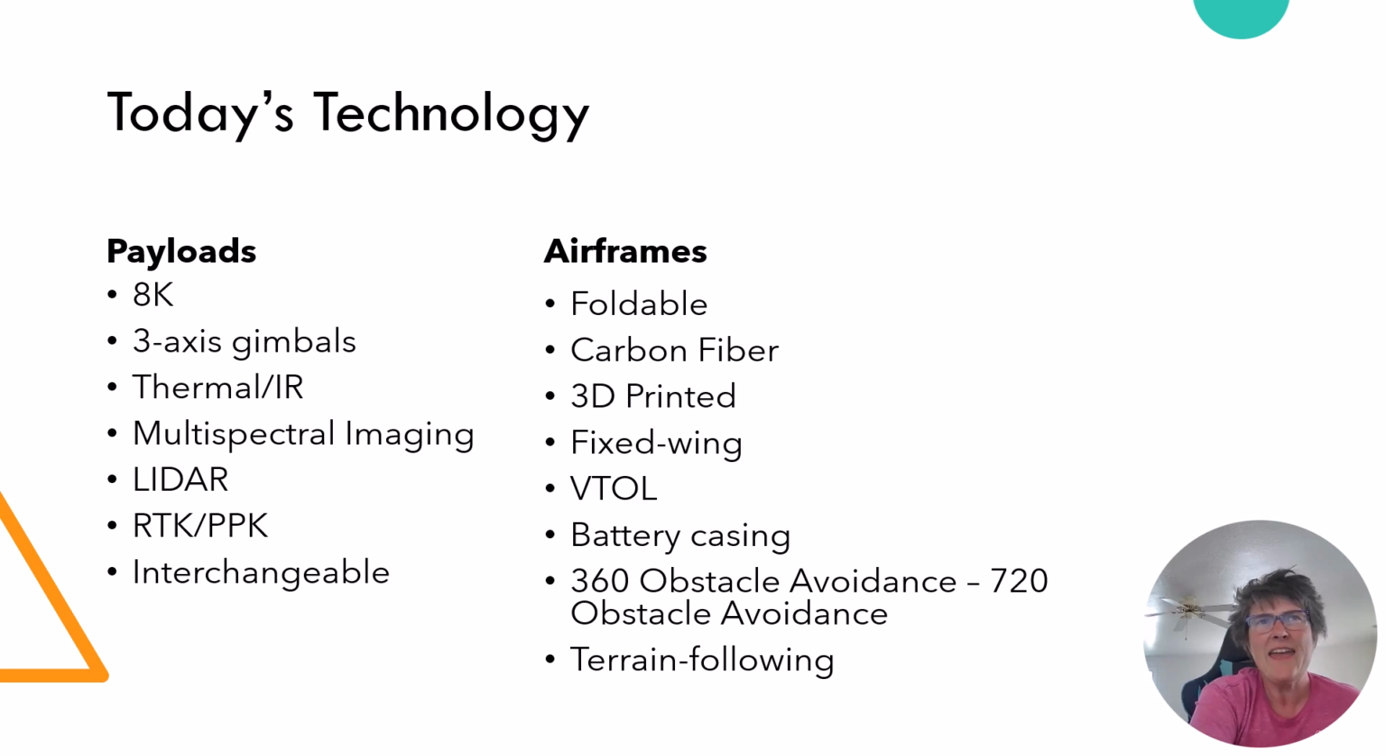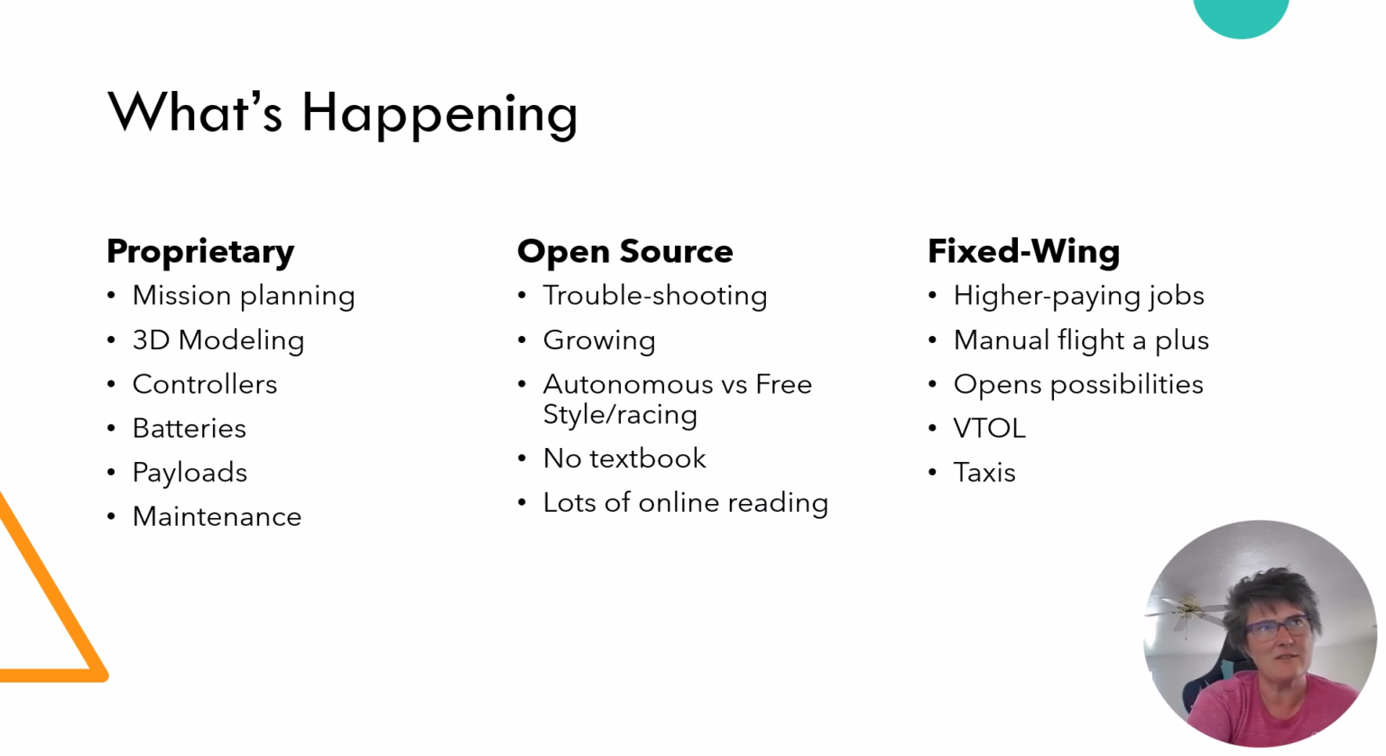It's kind of fun. We've got all kinds of airframes that we use, foldable airframes, carbon fiber, 3D printed, which I'm not a huge fan of yet because they still break really easily. Fixed wing, VTOL, all different kinds of battery casings, all the way up to 720 degrees of obstacle avoidance, terrain following, tons and tons of features on these drones. The next two leaps that we have to make as an industry is, number one, battery life, okay? But number two, coming down in price, because all of this is ridiculously expensive.